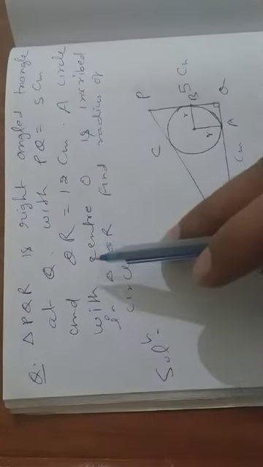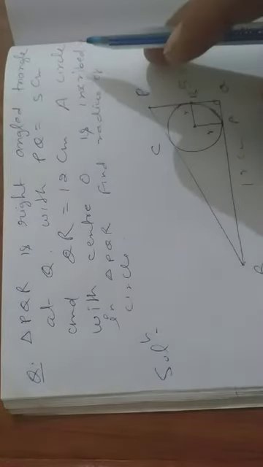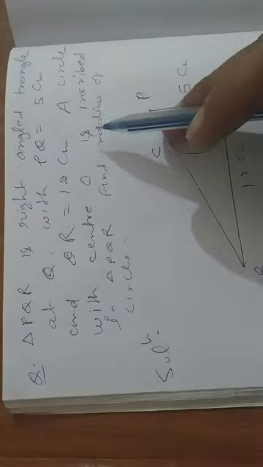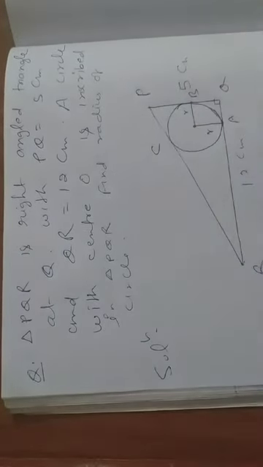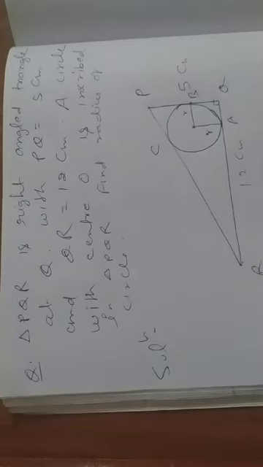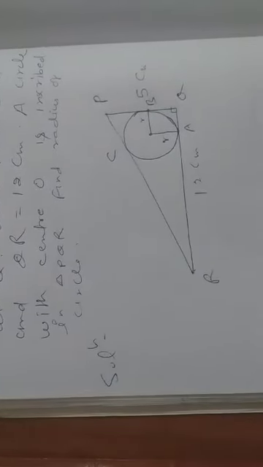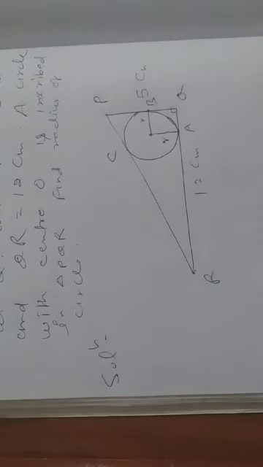Triangle PQR is a right angled triangle at Q with PQ equal to 5 cm and QR equal to 12 cm. A circle with center O is inscribed in triangle PQR. Find the radius of the circle. So, dear students, consider this figure. This is a triangle PQR. Angle Q is 90 degrees.